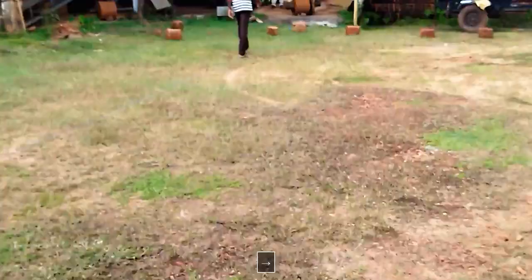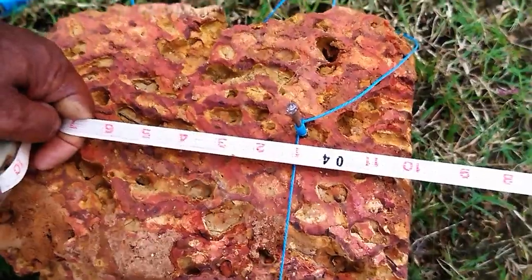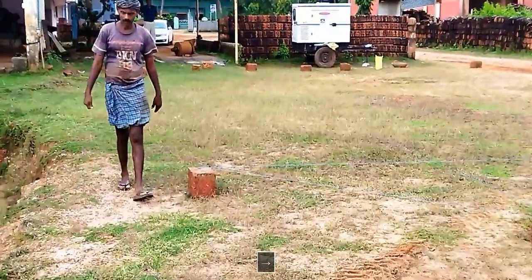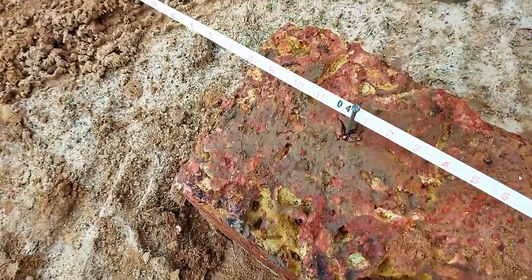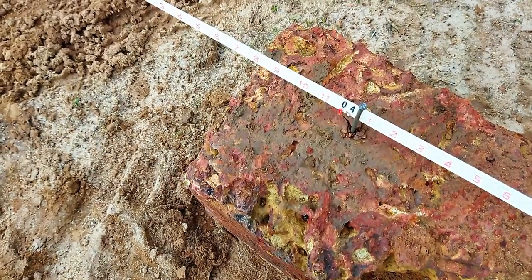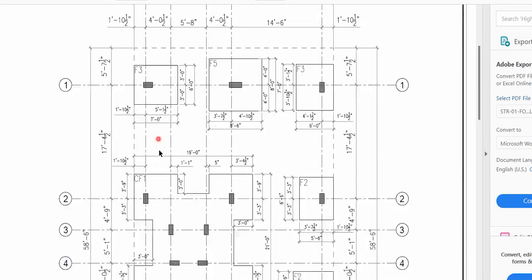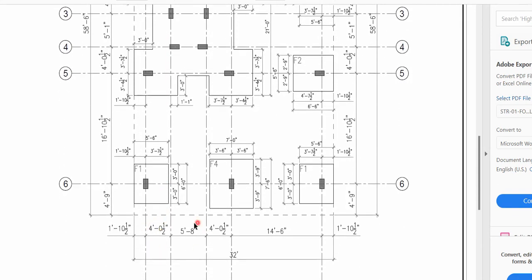So we'll go a bit forward, and now all these things he is marking. Whatever center to center we were supposed to get, we are marking all those things. Again this is 4 feet half inch marking. You can see 4 feet half inch. Where is that? It's here. And same thing on this side also. Both sides you have to do. Here also it is 4 feet half inch, 5 feet 8 inch, 4 feet half inch, 14 feet 6 inch.